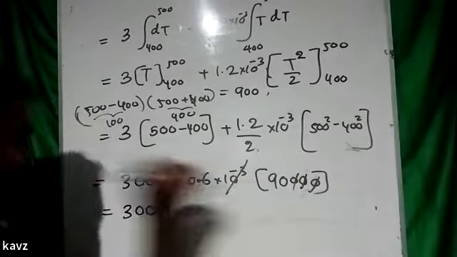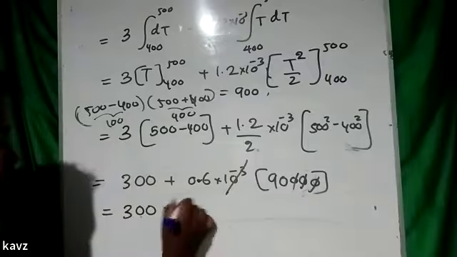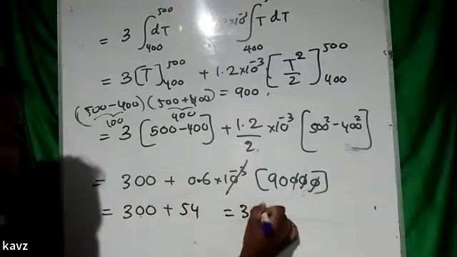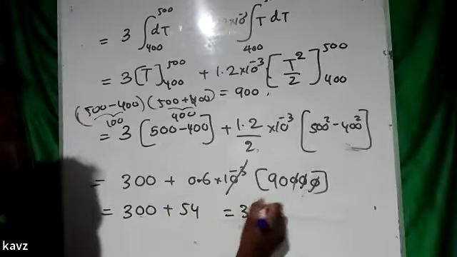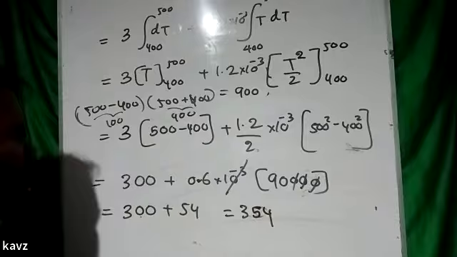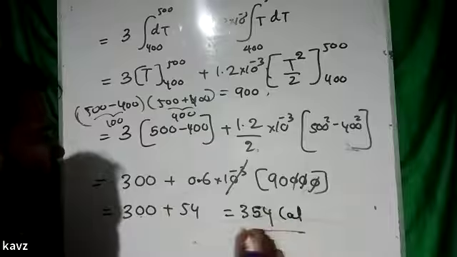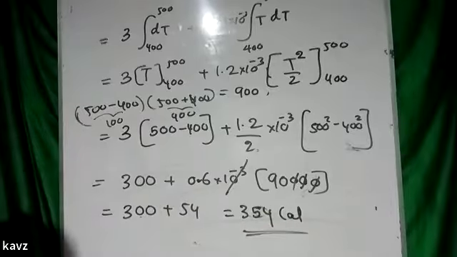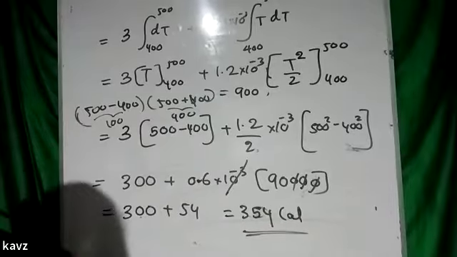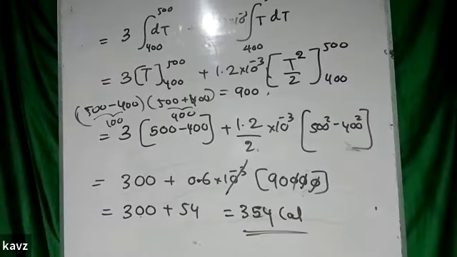300 plus 0.6 times 90, that means 6 times 9, 54. So 354. All the answers were given in calories, so the final answer will be in calories. That is a good maths. The 70th one is also the same.